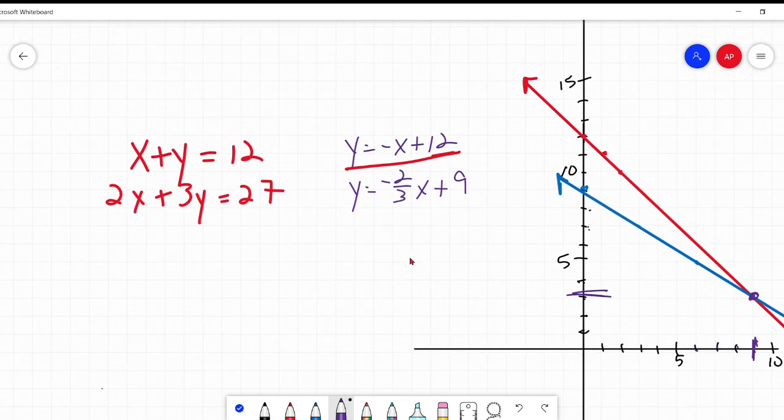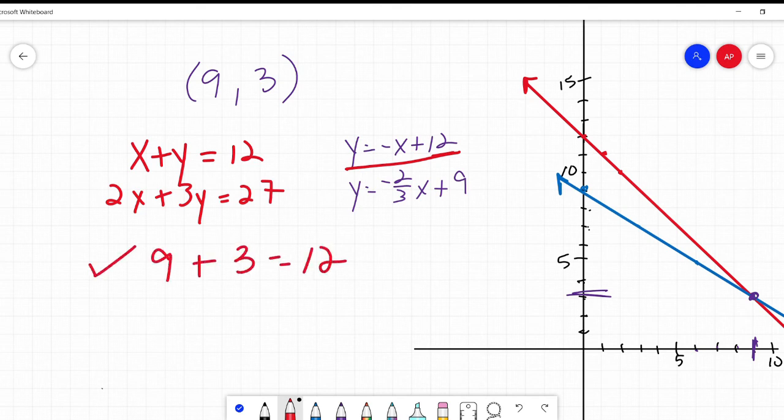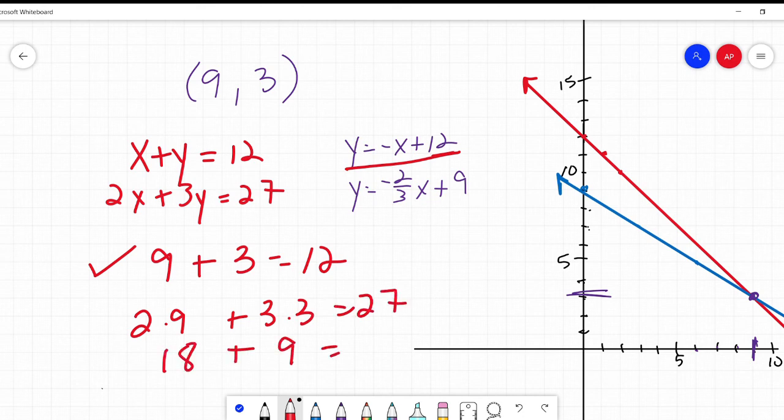9 and 3. If you saw the first two videos, you know it's the right answer, but we're going to pretend we didn't do that and check it out. We're going to plug those in. 9 plus 3 equals 12. Yes. 2 times 9 plus 3 times 3 equals 27. 2 times 9 is 18. 3 times 3 is 9. 18 plus 9 equals 27. Yes, we have an answer.